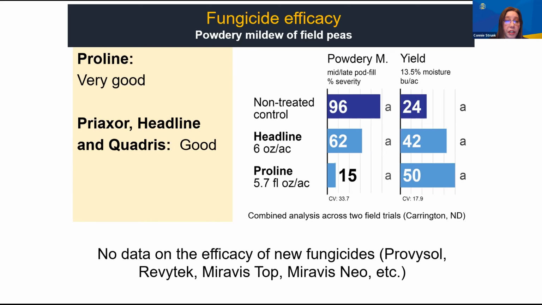Compared to yield, if there was no treatment, yield was lower. When he utilized the Headline or Proline, yield had increased. And then just important to know that in his study, he didn't have any data for the fungicide efficacies on some of the new fungicides that are out there and available.